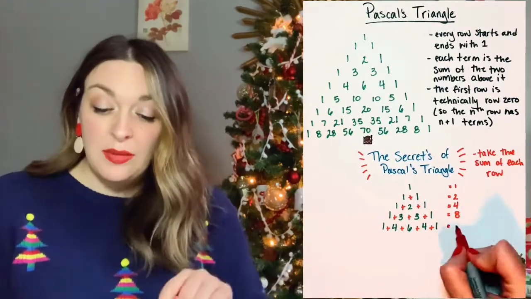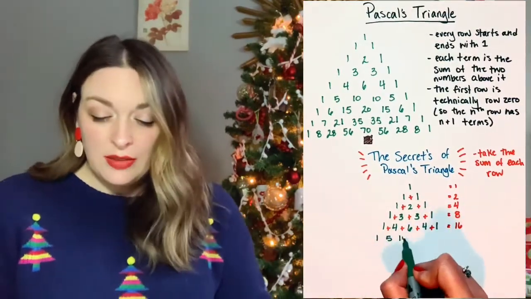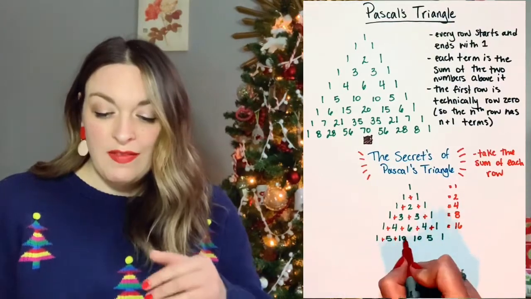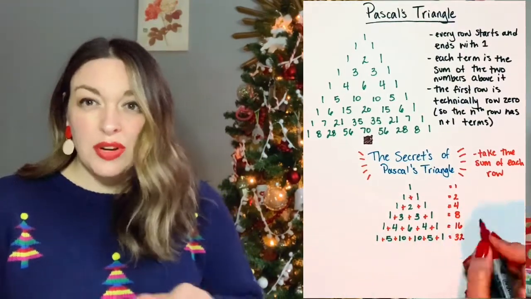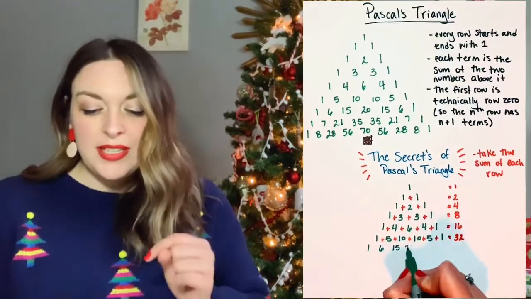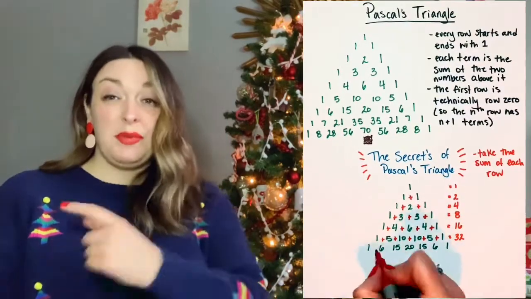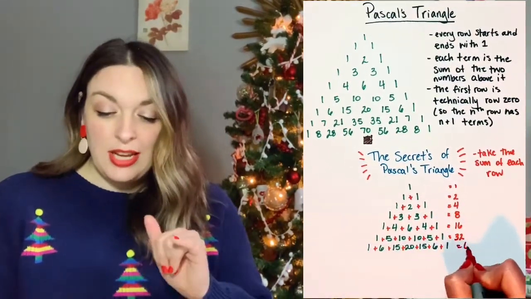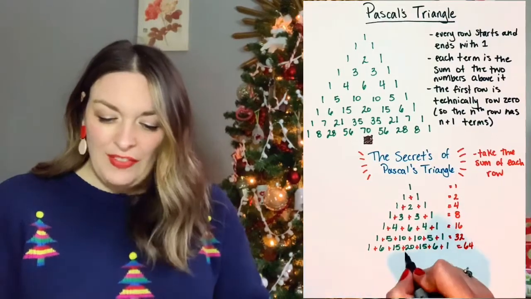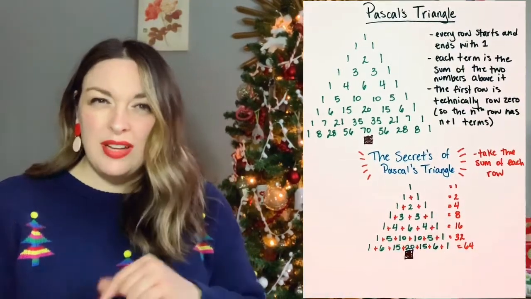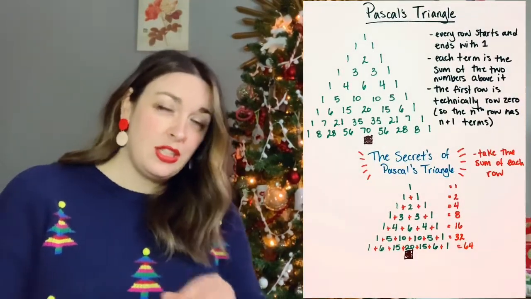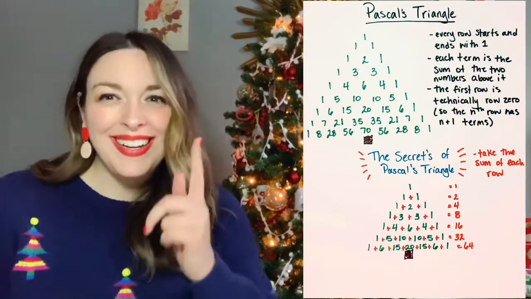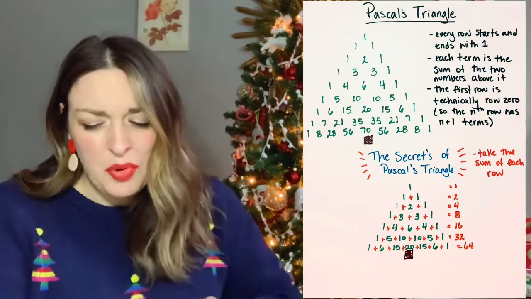1 plus 5 plus 10 plus 10 plus 5 plus 1, well, 10 and 10 is 20, 5 and 5 is 10, so that's 30, and 2 more is 32. And then 1 plus 6 plus 15 plus 20 plus 15 plus 6 plus 1, 20 and 15 is 35, so that's 50 plus 12, the 2 6s, is 62, plus the 2s is 64. I'm going to stop there because I think you get the point.